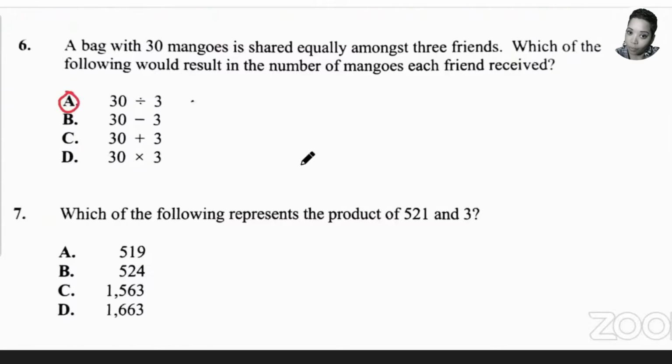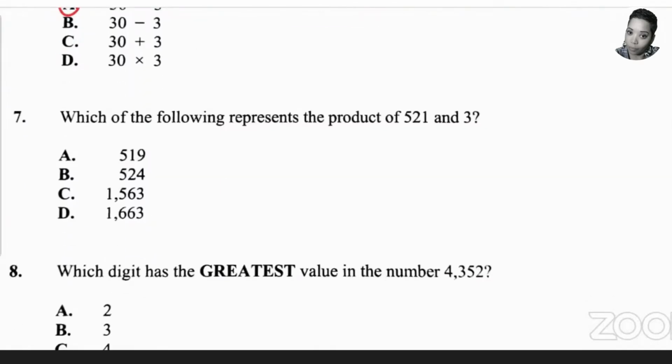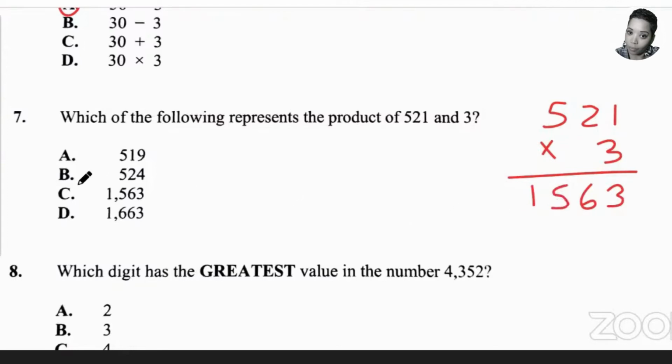The answer is A. Question 7, which of the following represents the product of 521 and 3? 521 and 3. So again, the options are there, but let's quickly try to work it out to see what our answer would be. 3 times 1, that's 3. 3 times 2, that's 6. 3 times 5, that's 15. So the answer is 1,563. Answer is C.